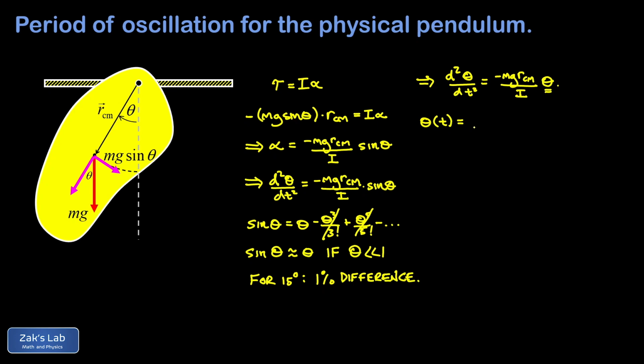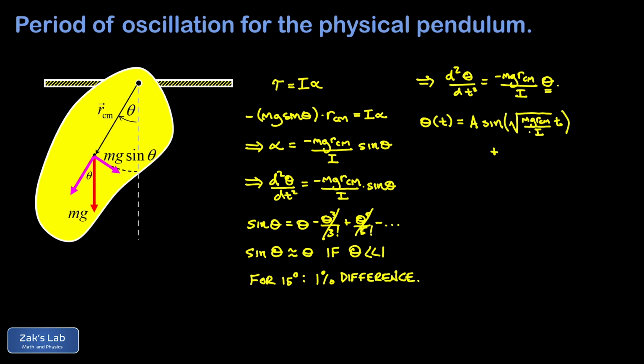Alternatively, you could use a single sinusoidal function with a phase angle, but I'm going to choose the sine cosine approach here and say that theta of t is going to be A times the sine of the square root of mg r center of mass over I times t. So that term should satisfy the differential equation. Just verify it for yourself.